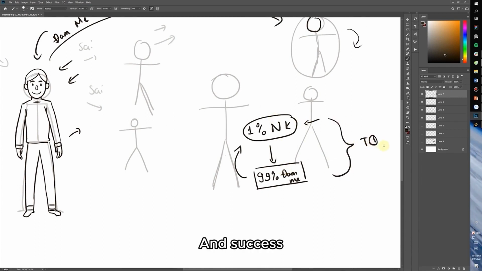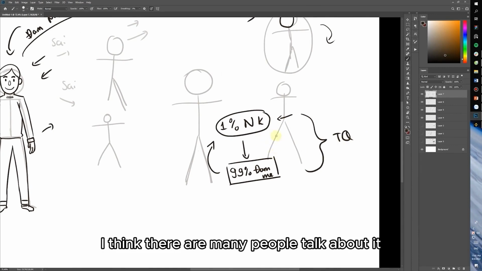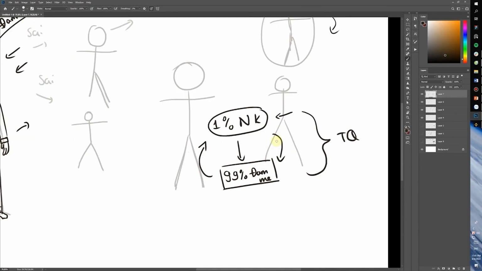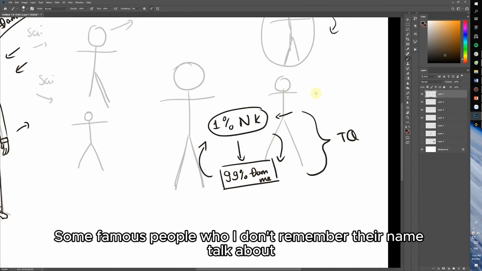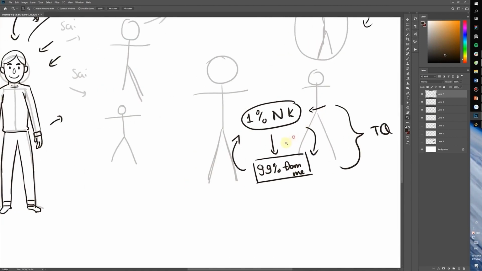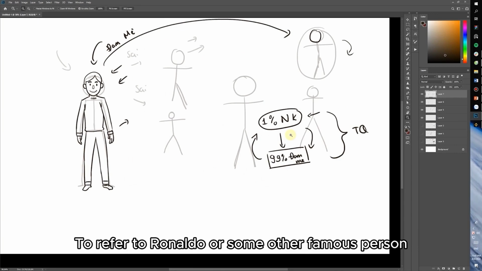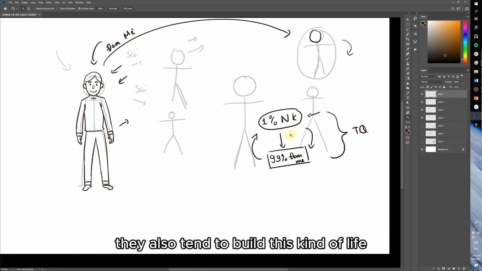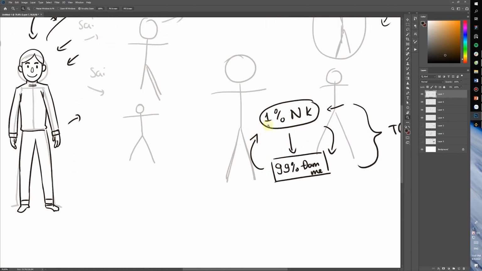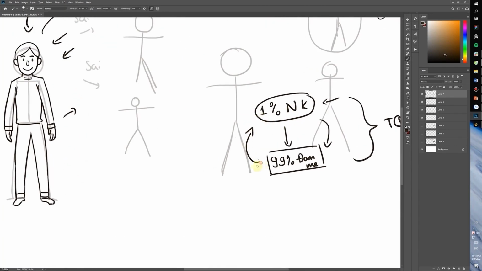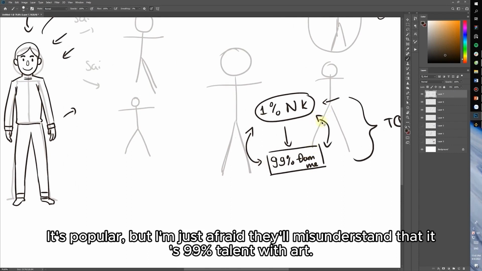And success. I think many people talk about it. Some famous people, whose names I don't remember, say "Genius is 1% inspiration and 99% perspiration," or refer to Ronaldo or some other famous person. They also tend to build this kind of life. It's popular. But I'm afraid they'll misunderstand and think it's 99% talent.